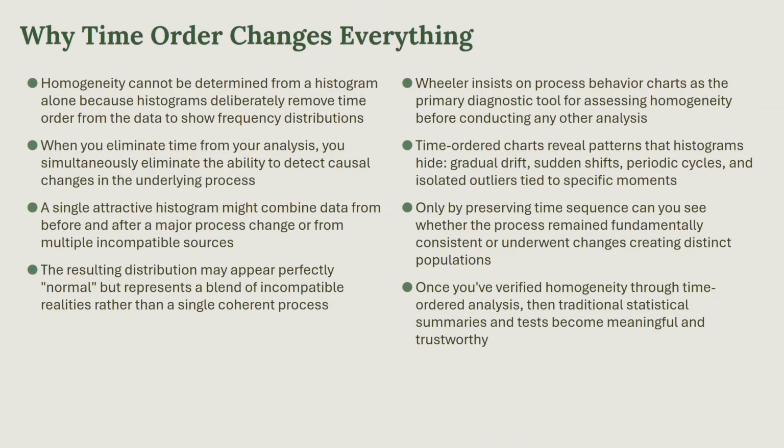Homogeneity cannot be determined from a histogram alone, because histograms remove time order and causality. Attractive distributions may combine incompatible realities. Wheeler insists on process behavior charts as the primary tool for assessing homogeneity, because time-ordered charts reveal shifts, trends, and cycles hidden by histograms.